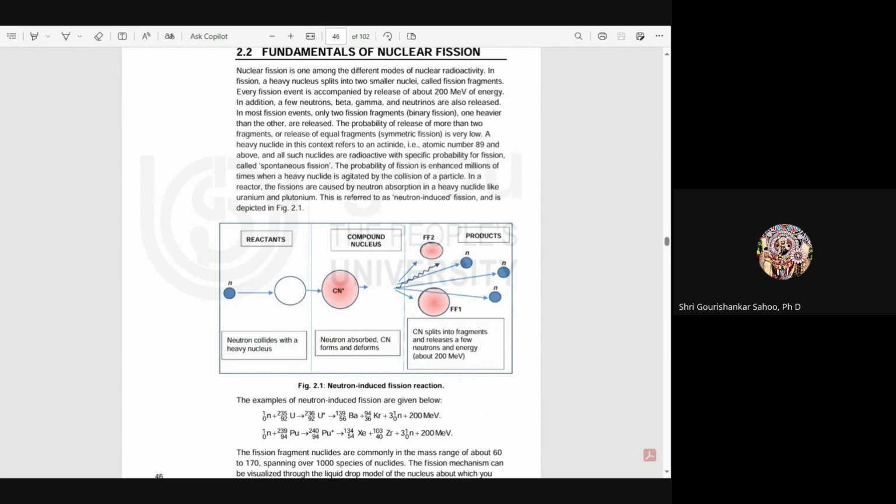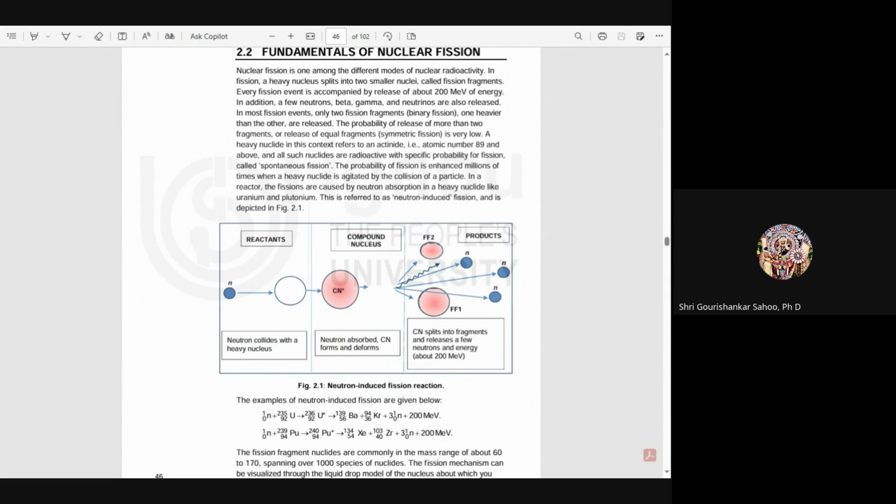And in most fission events, only two fission fragments are the byproduct. Hence, it is also called binary fission. And out of those, one is heavier than the other. The probability of release of more than two fragments, or release of equal fragments, which is called symmetric fission, is very low.